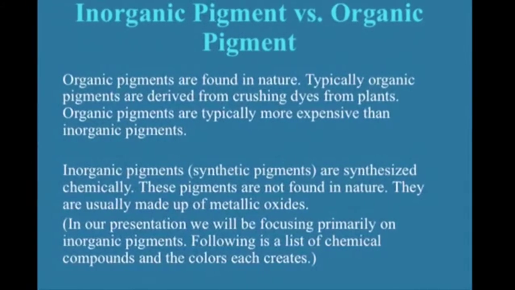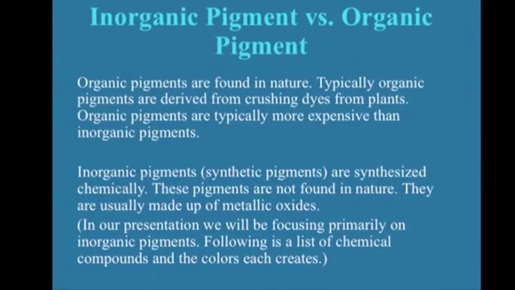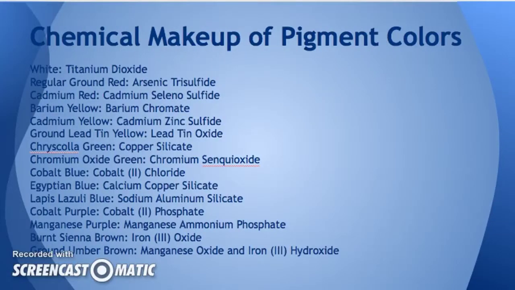Following is a list of chemical compounds and the colors each creates. Makeup of pigment colors. White is made up of titanium dioxide. Regular ground red is made up of arsenic trisulfide. Cadmium yellow is made up of cadmium zinc sulfide.